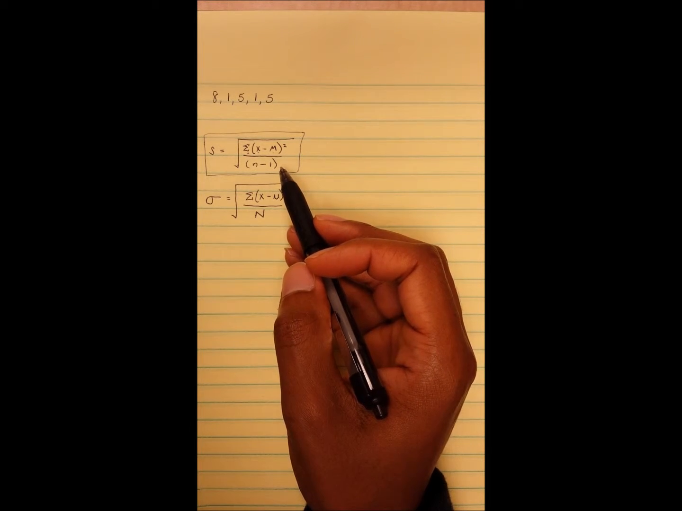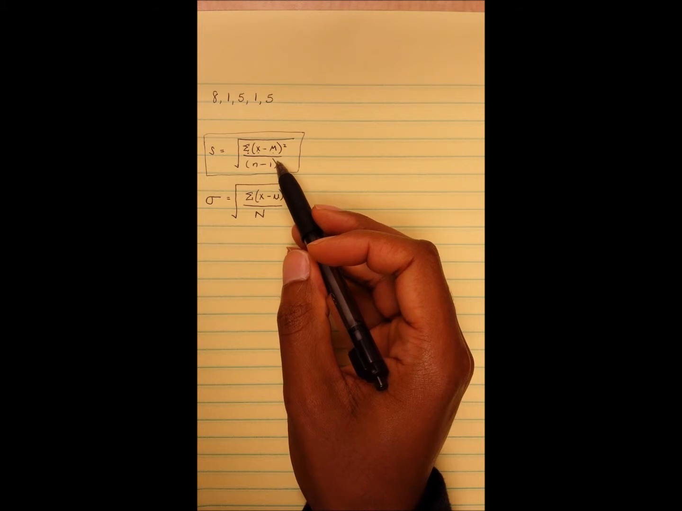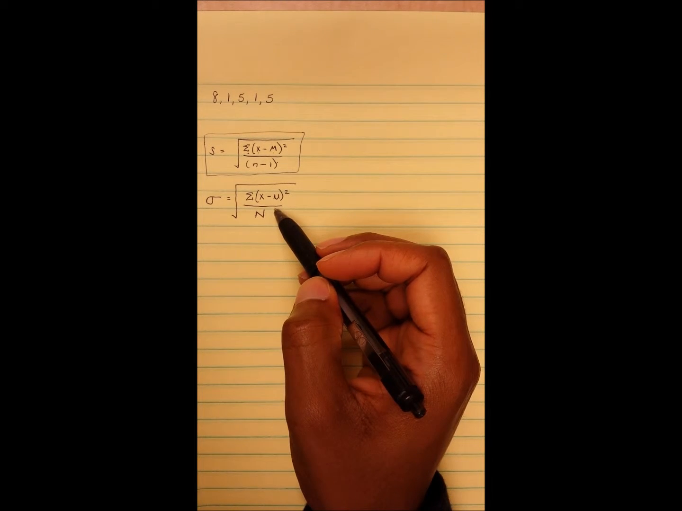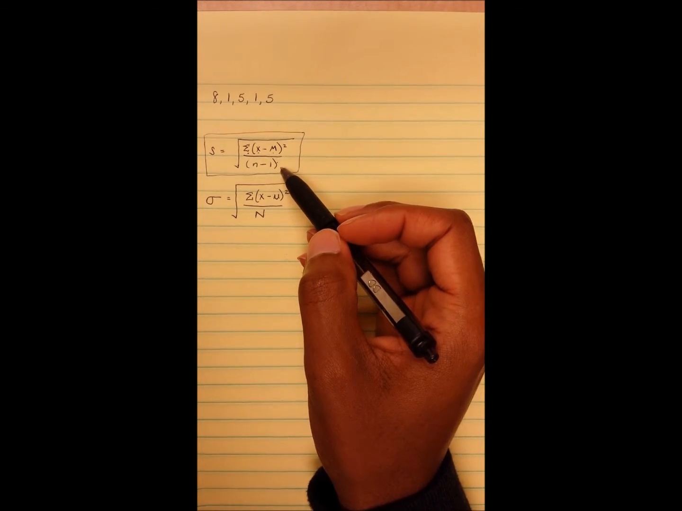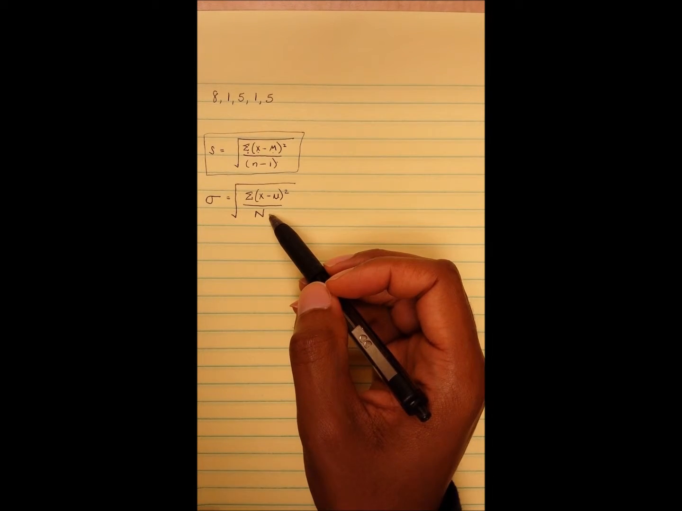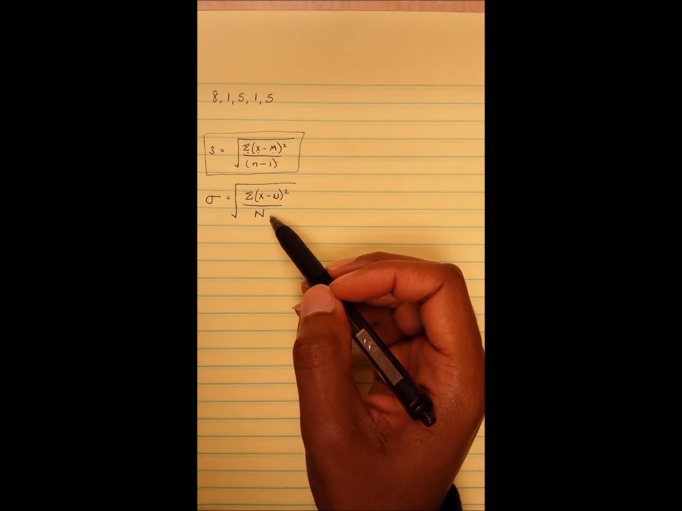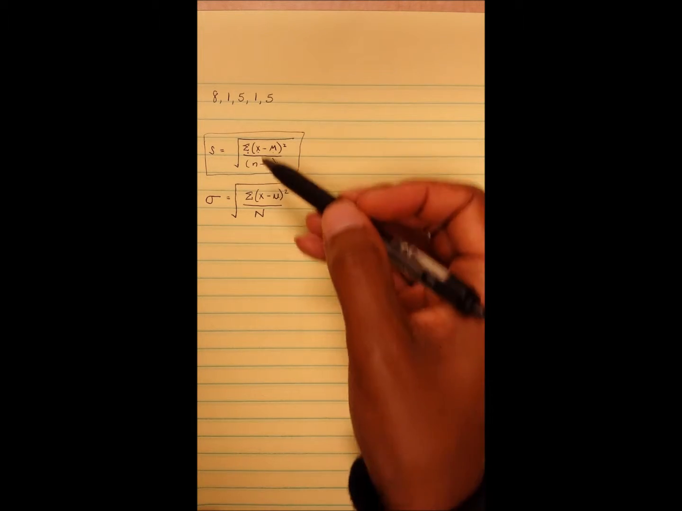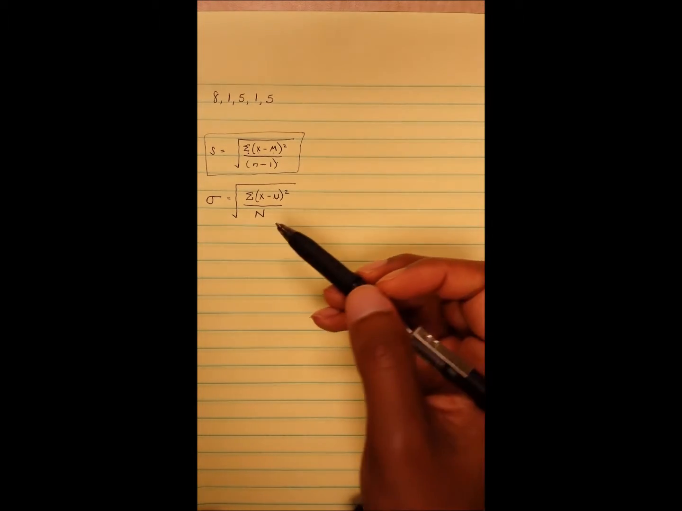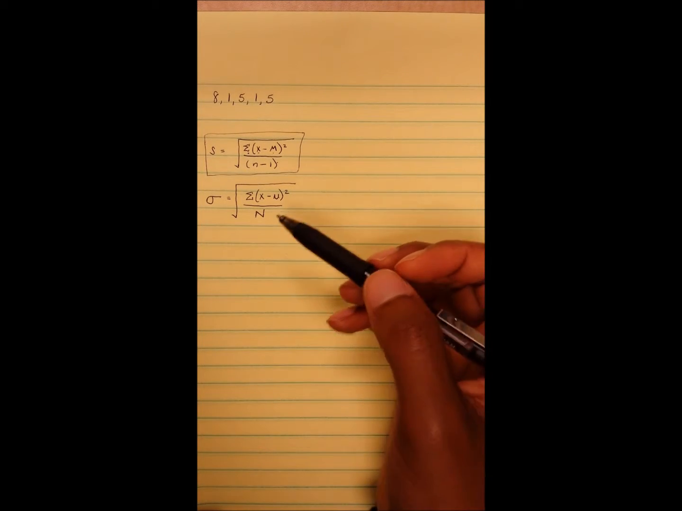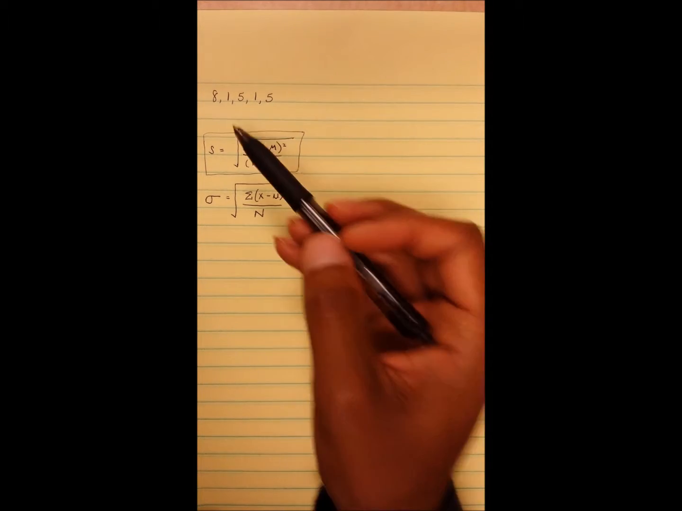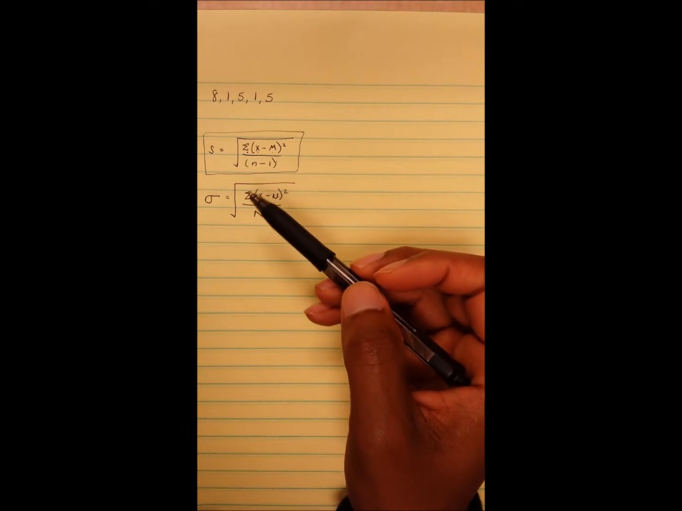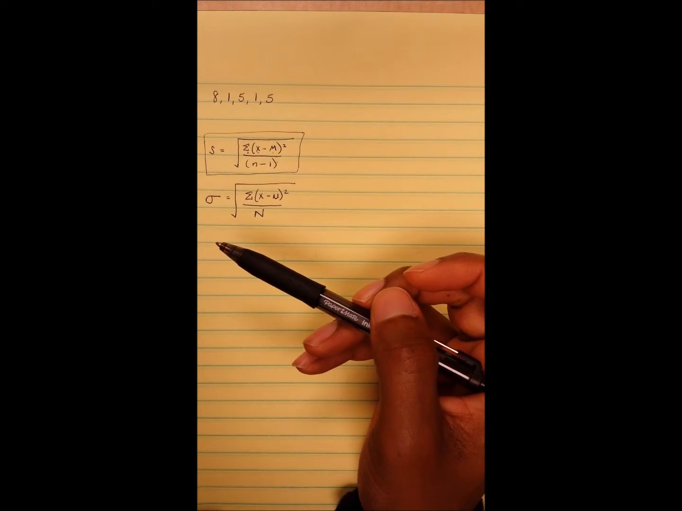The only real difference between these two formulas is that one is for a sample and one is for a population. In the sample formula there's n minus 1, which is the degrees of freedom, and in the population formula the denominator is capital N, which stands for the total population. Based on what type of data set you're working with, make sure you go with the right equation when you're solving it.